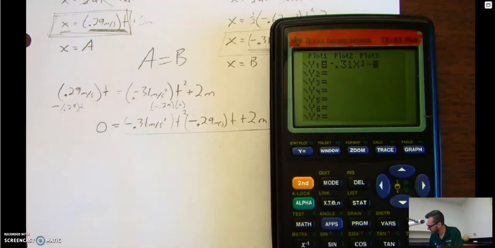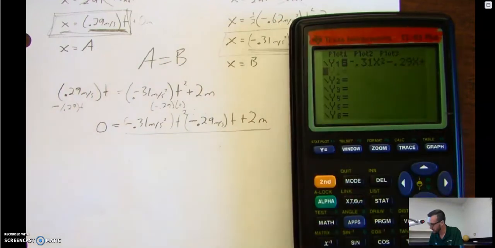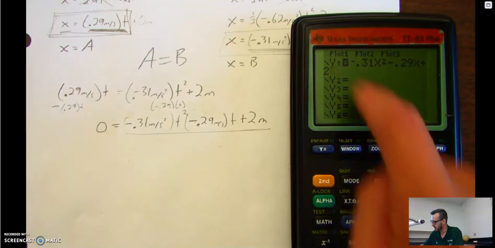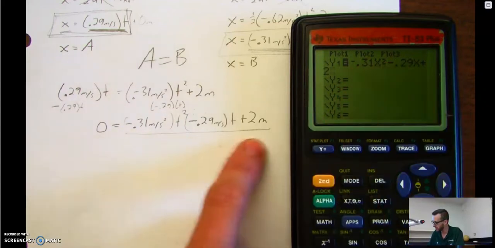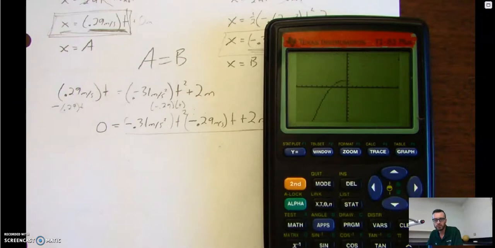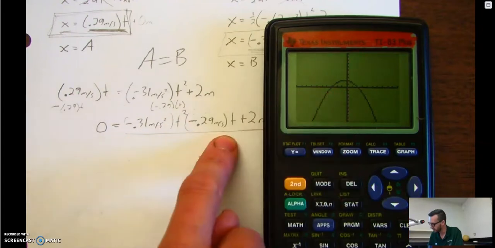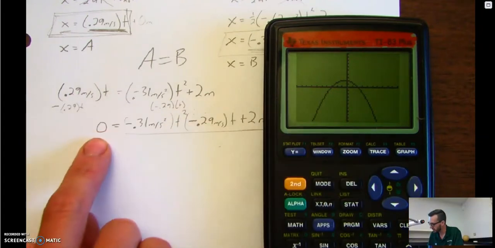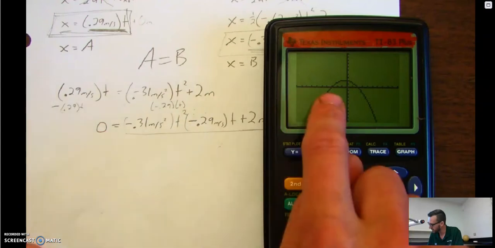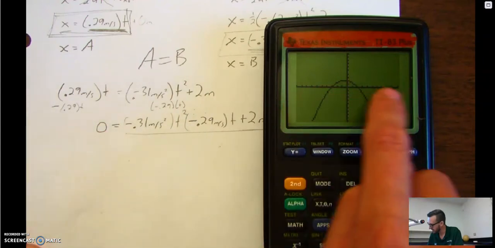Now we're going to do minus 0.29t, in this case x, plus r2. Okay, so it wrapped around, but you see how all I did was type this function in the calculator. Now here's the beauty. You hit graph, and it graphs the function for you. There it goes. Now you'll notice there's an intersect over here. What is this showing us? This is showing us our solutions for t, whenever our function crosses the 0 or the x-axis here.